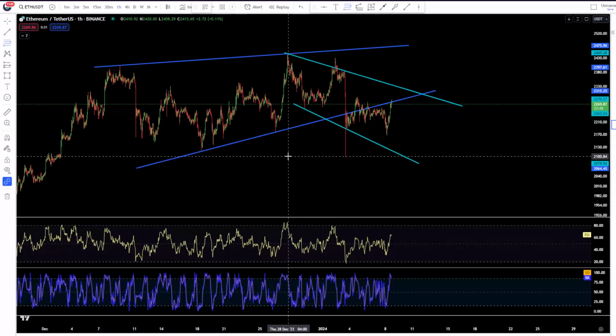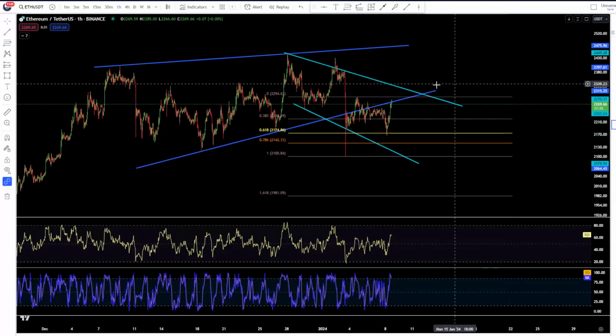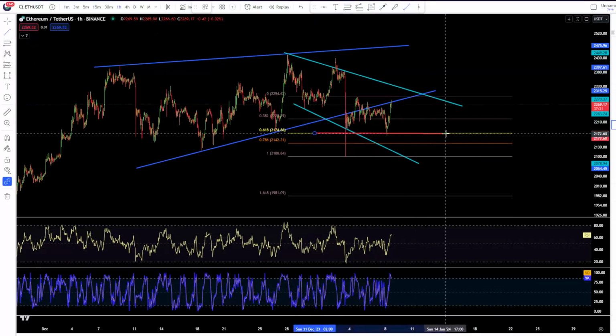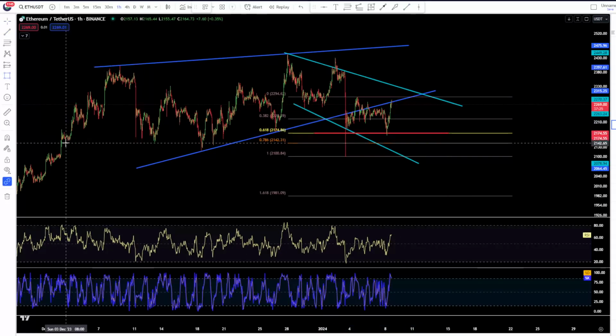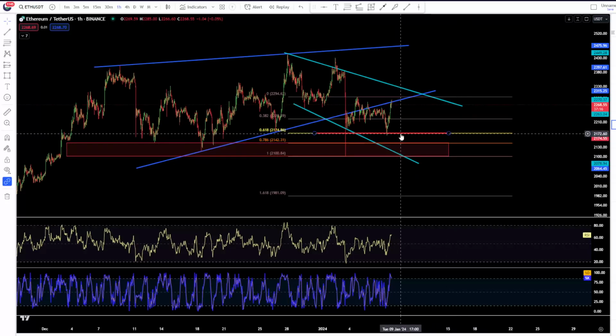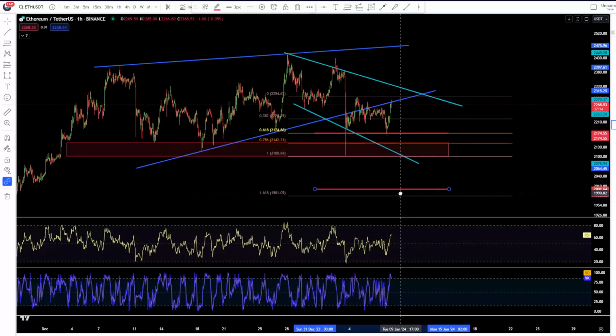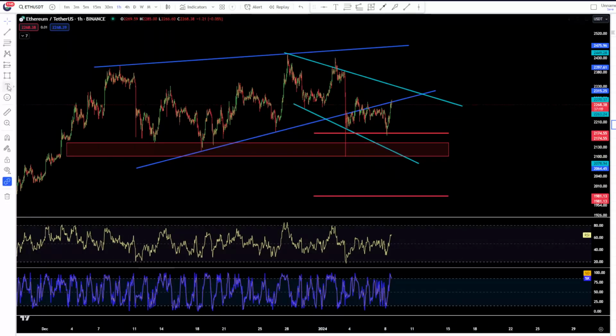We will use the fib retracement tool to mark supports, and as you can see, the first support is at the price of $2,174. Then there is a support zone from $2,143 to $2,101, which keeps the price from falling to the support level of $1,981.